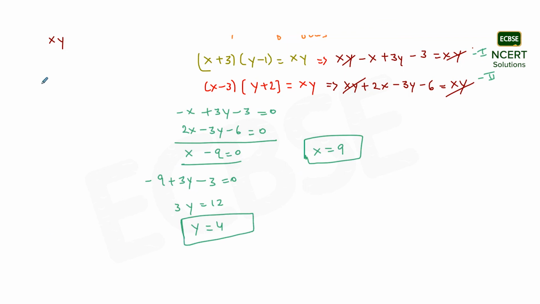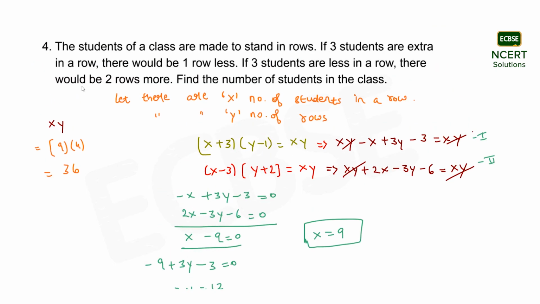And as we know that the number of students in a class is equal to x into y, so substituting the values of x and y, it will be 9 into 4, which comes out to be equal to 36. So the total number of students in the class is 36. Right. So this is the answer of this question, the fourth of exercise 3.7. I hope this question is clear to all of you.